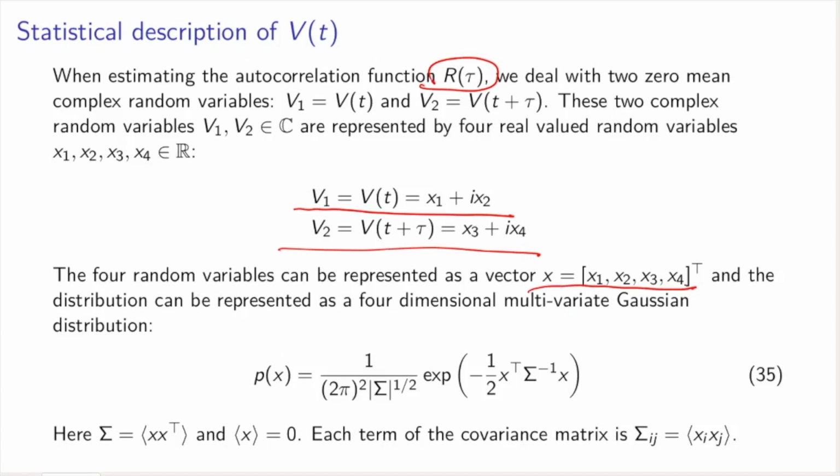And the distribution can be represented as a 4-dimensional multivariate Gaussian distribution, shown in equation 35. In the case of radar signals, the mean value of x is 0. This is because the phase of the signal is a uniformly distributed random variable between 0 and 2 pi. The reason for this is that the scattering volume is very large compared to the inverse of the Bragg wave number. The covariance matrix sigma is the only quantity that we will need to characterize the joint distribution of complex voltage measured at 2 different instances of time. Each element of the covariance matrix is given by the expected value of xi times xj.